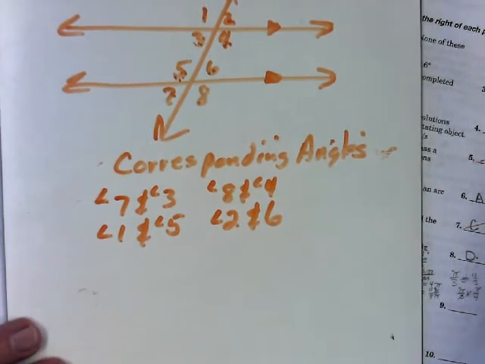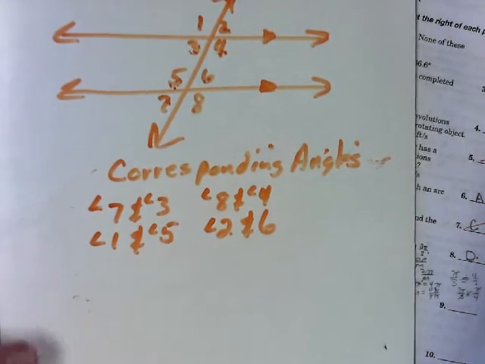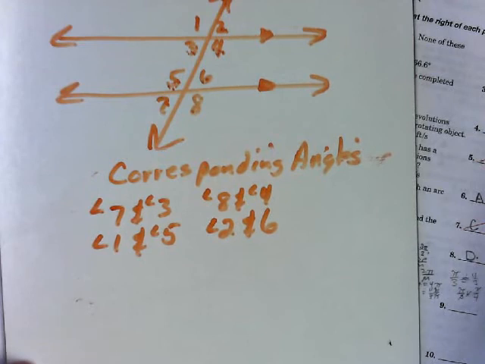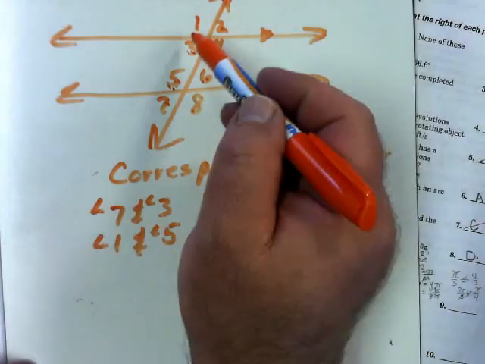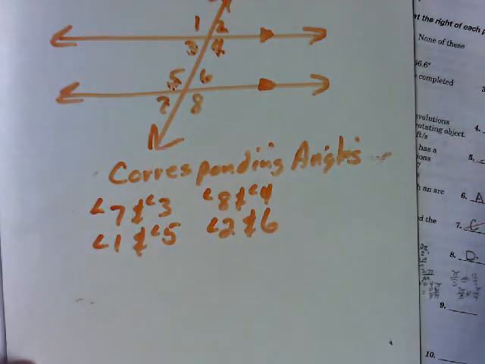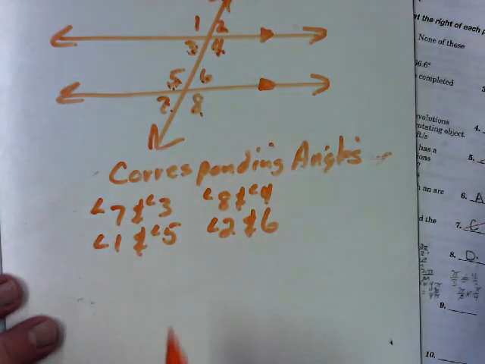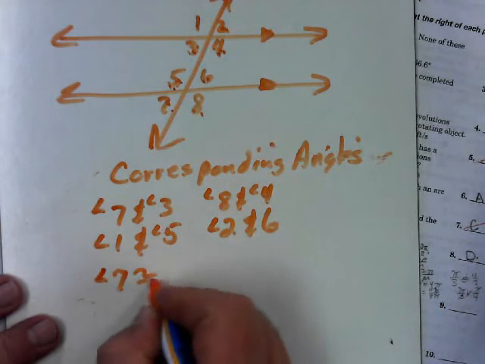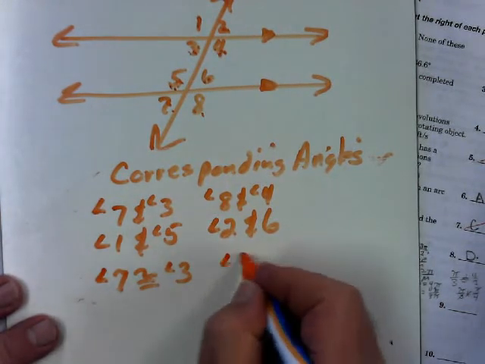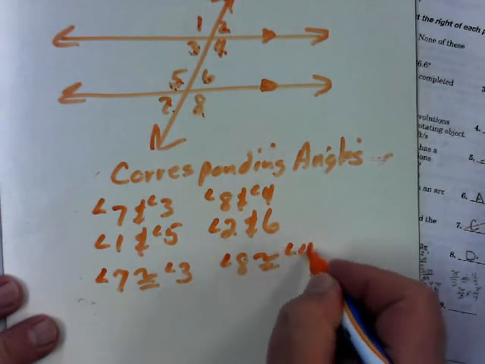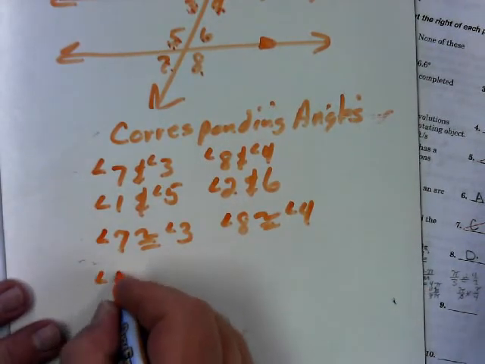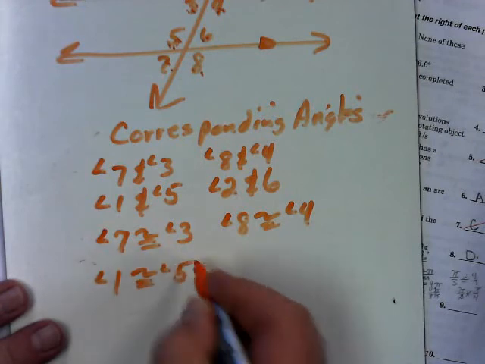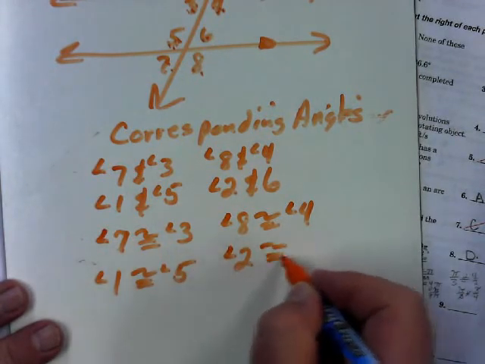Well, look at 2 and 6. Just look at the angles themselves. If you have parallel lines, what do they look like they are to each other? About the same, right? Same way with 1 and 5. Same way with 3 and 7. And the same way with 4 and 8. Corresponding angles, they are congruent. So angle 7 is congruent to angle 3. Angle 8 is congruent to angle 4. Angle 1 is congruent to angle 5. Angle 2 is congruent to angle 6.